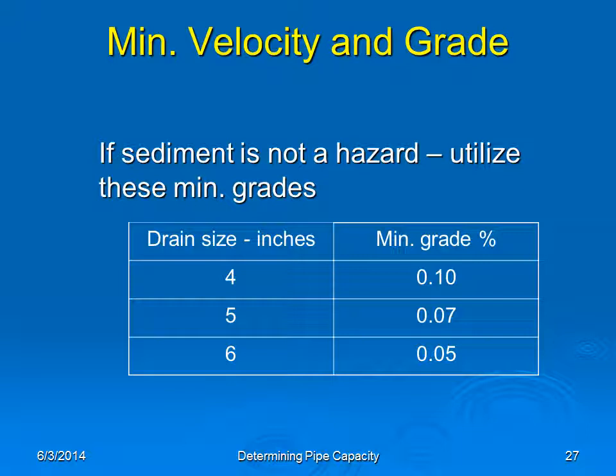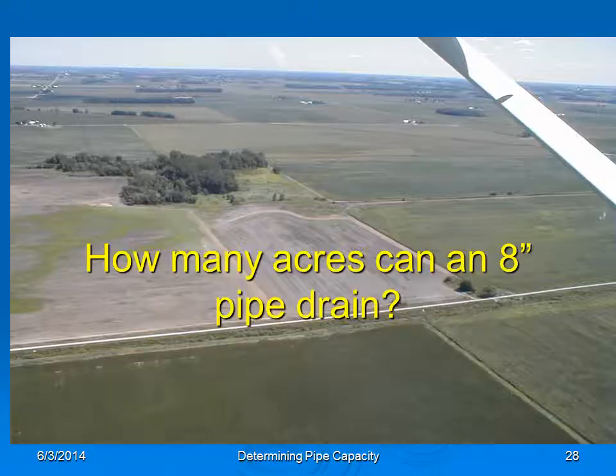The Iowa Drainage Guide provides this information about minimum grades to use when sediment is not considered a hazard. So that ranges from 0.05% to 0.1% grade. So you can see those are pretty flat grades, and you can see why we like to specify elevations and grades to the 100th of a percent or 100th of a foot elevation.